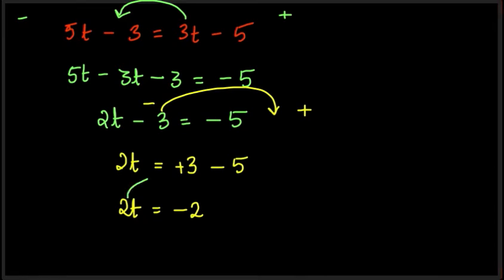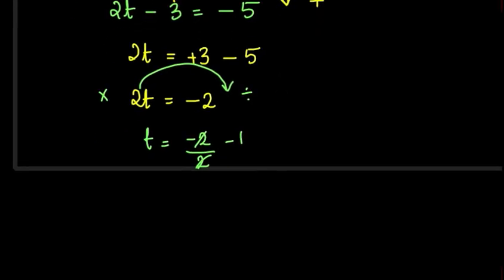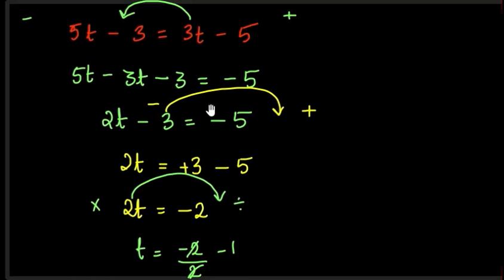Shifting this 2 to the right hand side, here it is multiplied, here it will be divided. t equals minus 2 divided by 2. This gets cancelled, we have minus 1. t equals minus 1.